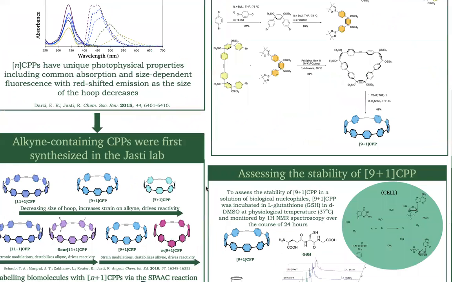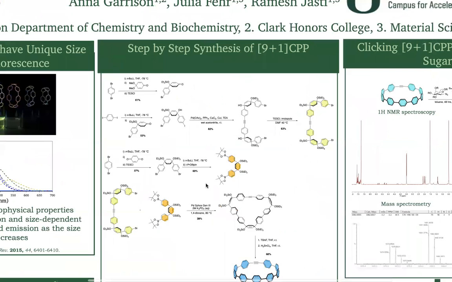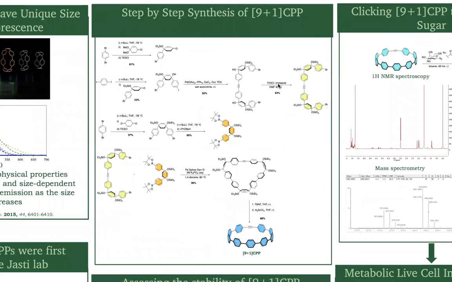So how I sought this out was I first synthesized the 9+1 CPP. I won't go into too much detail about the synthesis, but essentially I started with a couple of commercially available reagents. I used a lithiation addition in many different ways to make carbon-carbon bonds between the different rings. I also incorporated silyl groups to protect alcohol groups to force the curvature of the molecule.